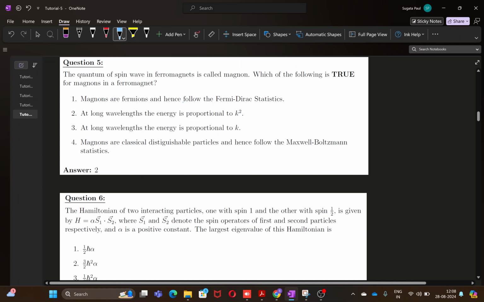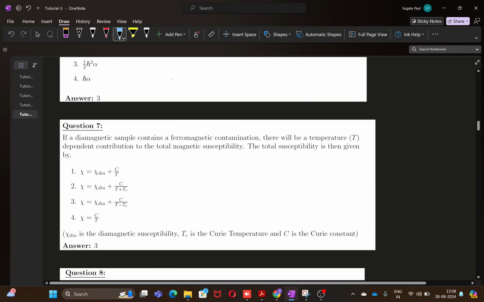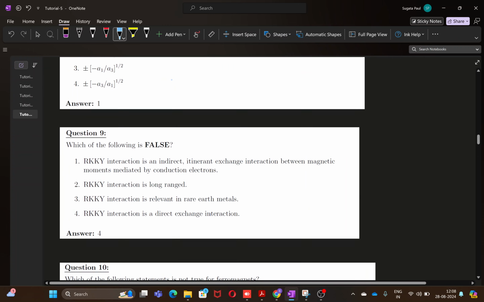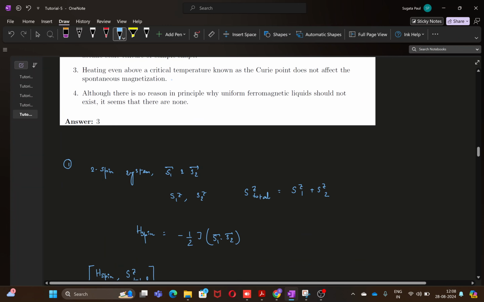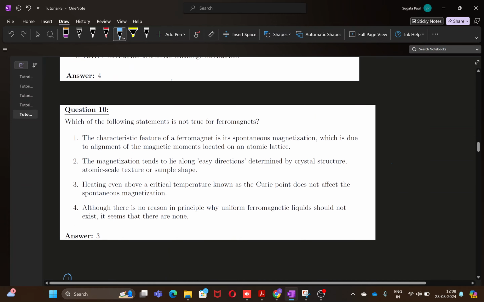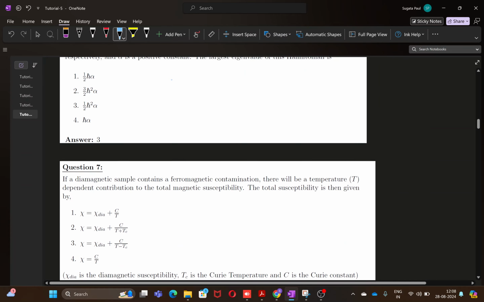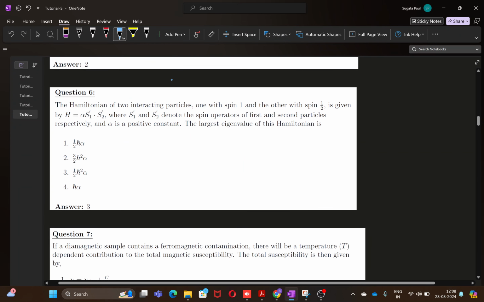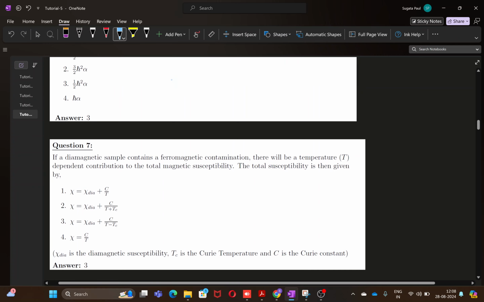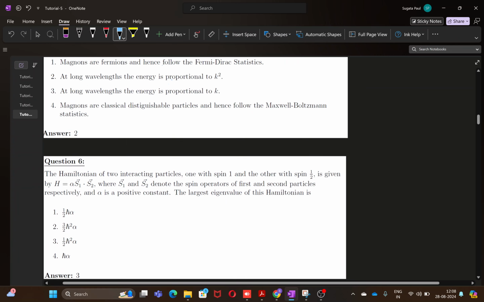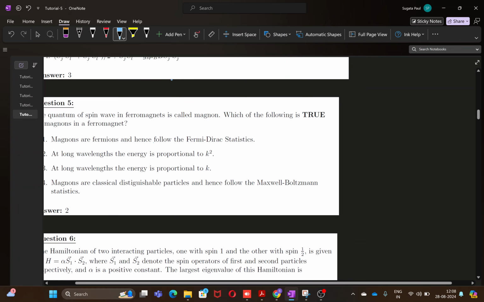And the 5th question, okay, so this is again a conceptual question. Maybe I'll just first skip to question number 6, which is the mathematical question. After solving question number 6, I'll be coming back later to question number 5.